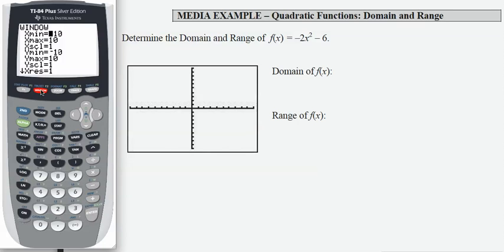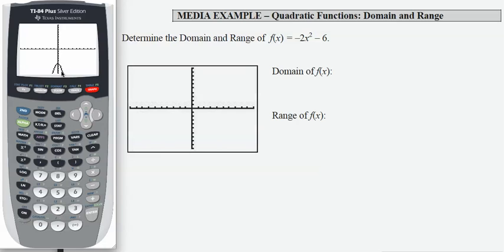So let me check my window. Negative 10 to 10 for x min, x max, y min, y max. And I'm going to press graph. That's going to give me a pretty good idea of what the graph looks like. There's a whole lot more going on down here, but because our window here is now equivalent, I'm just going to leave it. But I can ascertain some things from the graph.